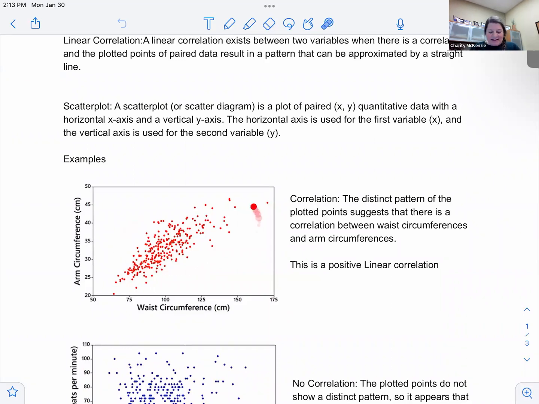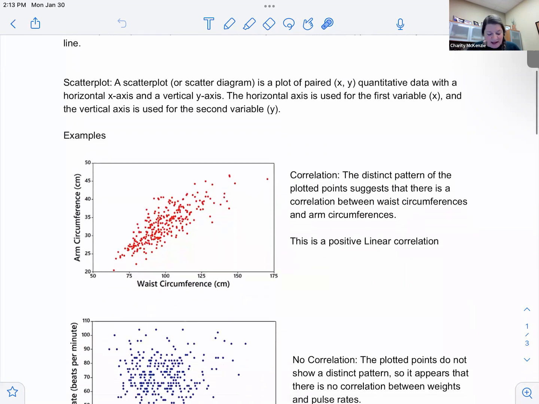If we look at these examples here, we can see that these form a line. It's not a super straight line, but it is definitely a line. As this one gets bigger, so does this one. They're both going up together. So that correlation would suggest a positive one, and I would say it looks linear because it looks like a line.